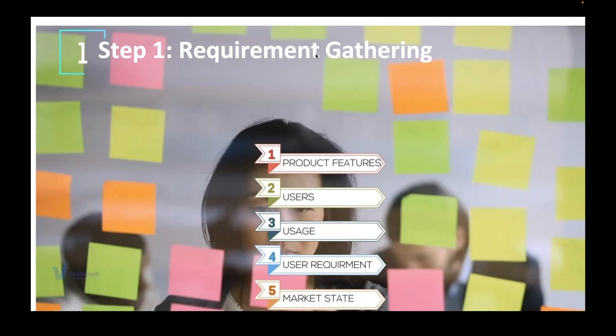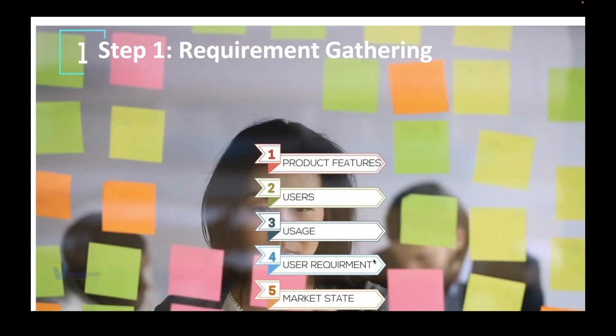Without requirement, there is no start, right? So requirement, we will try to understand what the requirements are and we will go forward. So we will ask, what are the product features? How many users are you expecting? What would be the usage? What would be the user requirement?